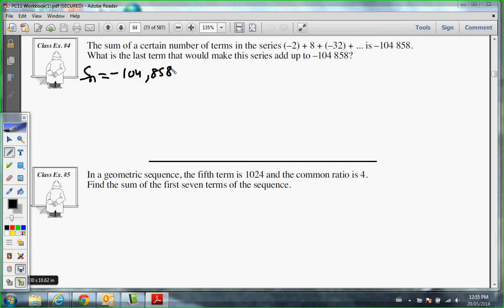And we still know A, and we still know R. R is -4. So what we don't know is N, or T sub N, I guess, is what they want, because they want to know what term value is the last one. So we don't want to know N, we want to know T sub N. So whenever you see T sub N, we should be thinking this one.